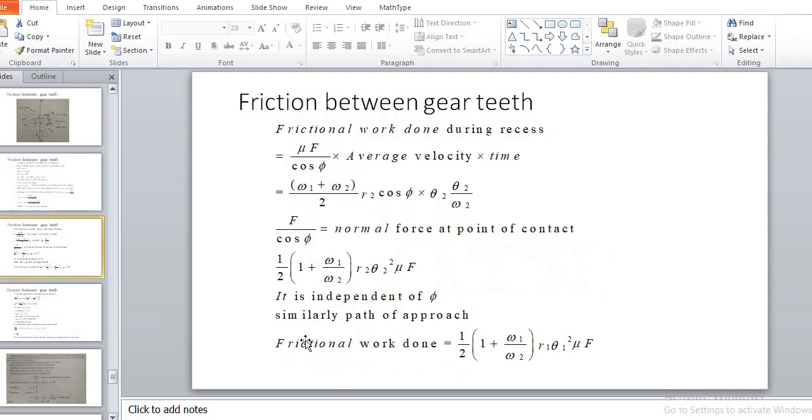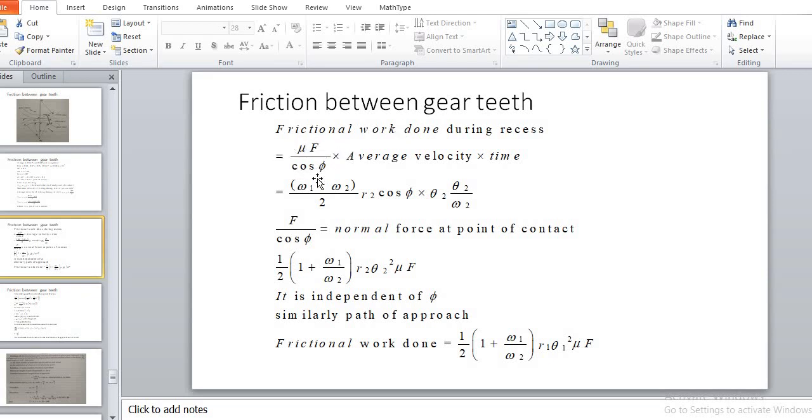So here this formula is given. We calculate the frictional work done during recess and during approach, and then we add these two terms. We get the total frictional work done, and by considering this total frictional work done, we find out the maximum work done. The frictional work done is nothing but force into velocity.